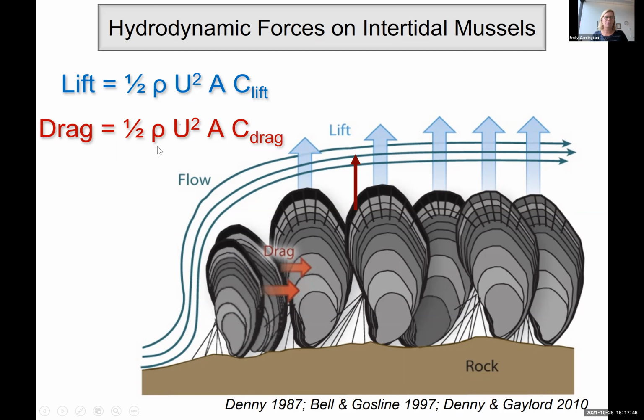Still has to do with how fast the fluid is moving and its density. And then it depends on the size of the animal, and in this case, a drag coefficient. So all of this is to say that we can predict forces on animals if we know something about how big they are and how they interact with the fluid. These are coefficients that we can figure out from lab studies using flow tanks, and if we can measure water velocities out in the field.